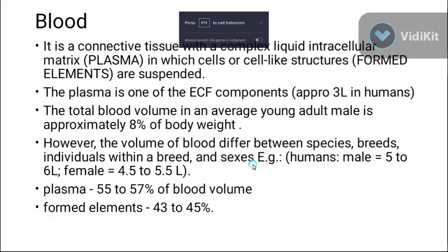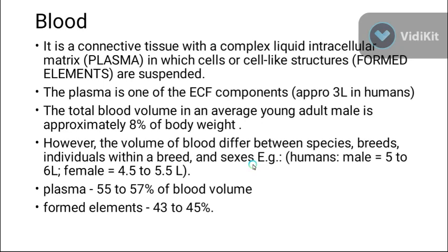Physiology Lecture 2. Blood. It is a connective tissue with a complex liquid extracellular matrix, plasma, in which cells or cell-like structures, formed elements, are suspended. The plasma is one of the ECF components. The total blood volume in an average young adult male is approximately 8% of body weight.